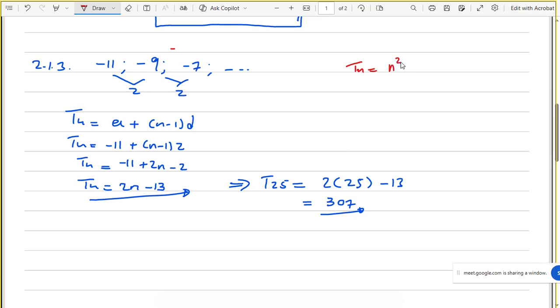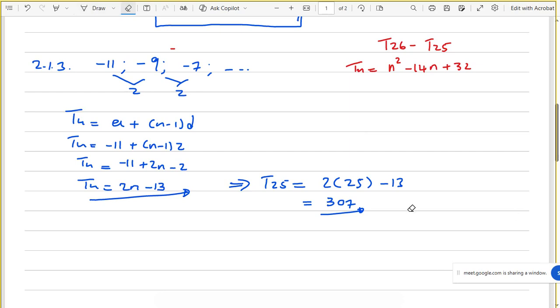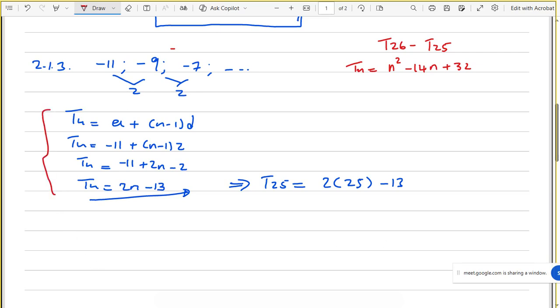Okay, so what you are saying is that if I have n squared minus 14n plus 32, I'll definitely answer you on that one. You are saying we should find T26, subtract T25. That's very correct. We'll definitely do that method. Now, please guys, give me a chance to explain where this one is coming from. When I look at this, I'm going to explain. If you don't understand what we are doing, just give me a second, then we'll go to that method.